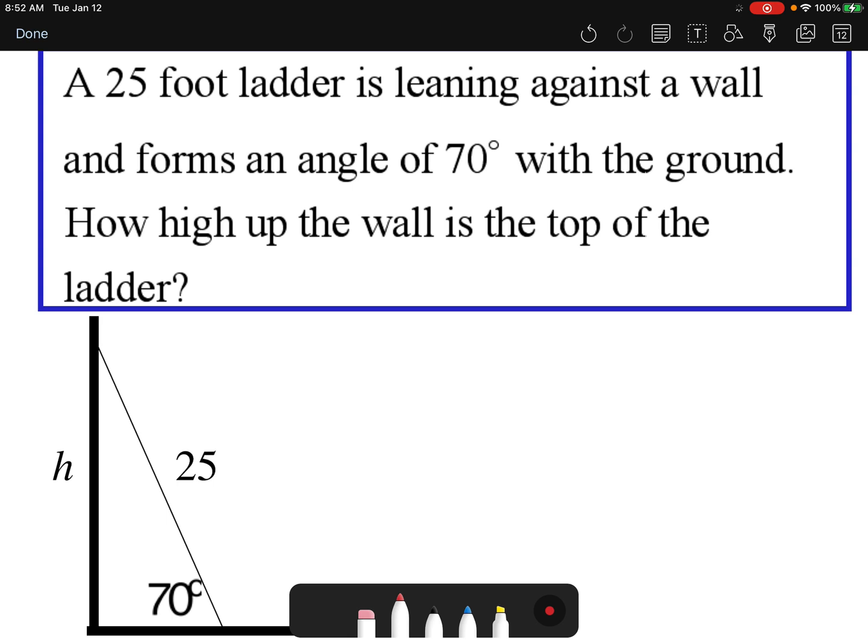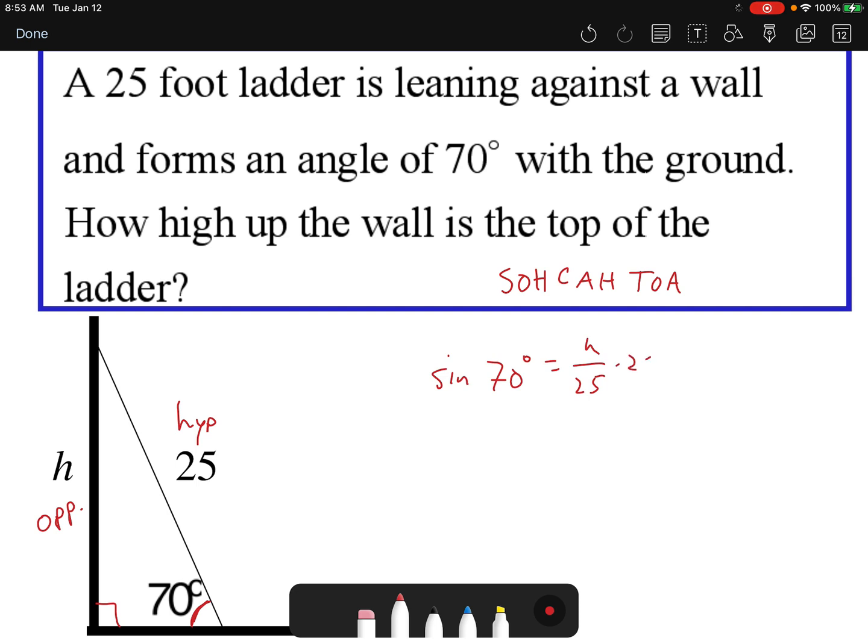A 25-foot ladder leans against a wall, forming an angle of 70 degrees with the ground. How high up the wall is the top of the ladder? Well, here's your angle, so H would be opposite the angle. Well, 25 already has a name. It's always the hypotenuse because it's opposite the 90. So if we're going to use opposite and hypotenuse, well, that's sine because of SOHCAHTOA. So it's the sine of 70 equals H over 25.